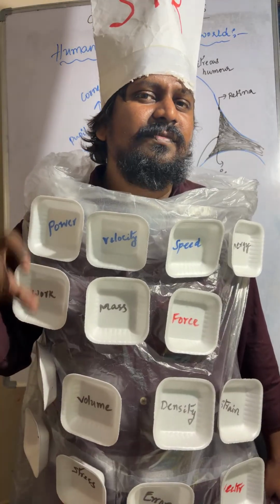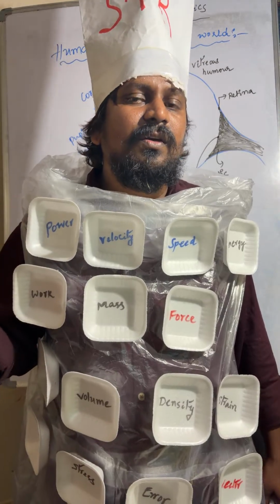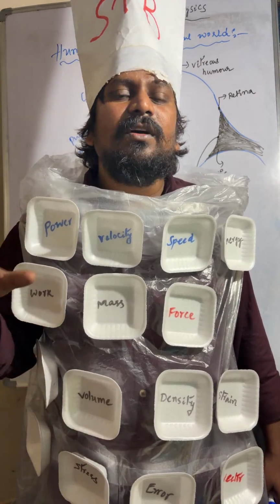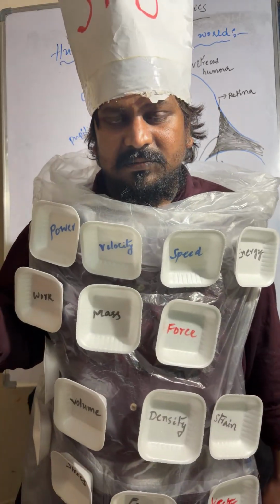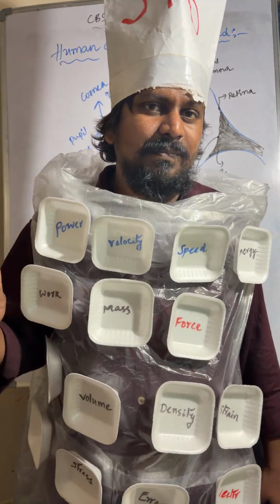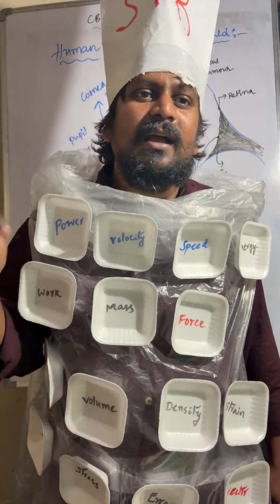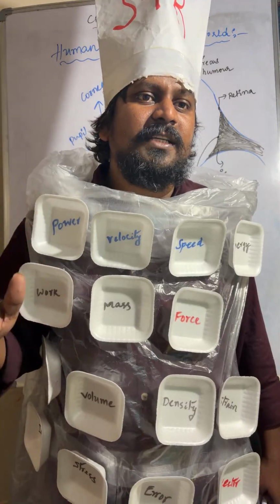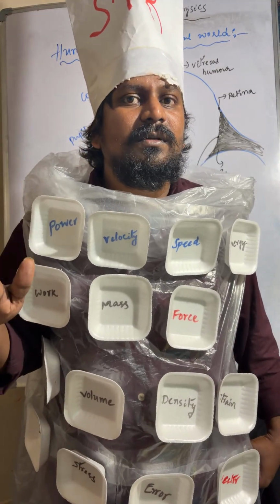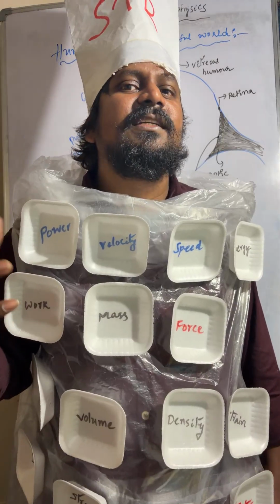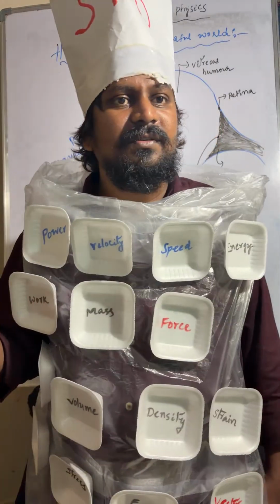So due to this, refraction is not happening properly. There are three refractive defects: myopia, hypermetropia, and presbyopia. First of all, we'll discuss near point and far point. After that, we'll go to the refractive defects.